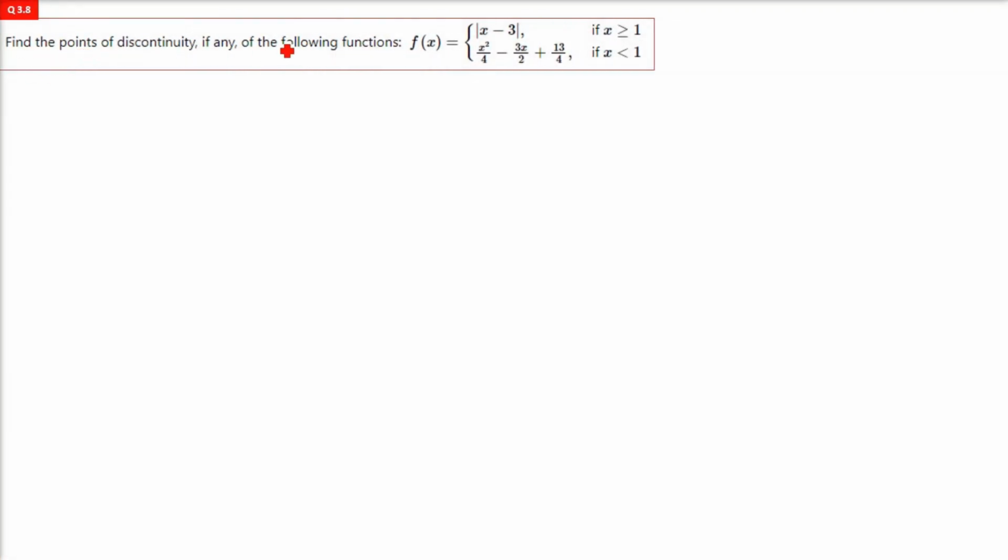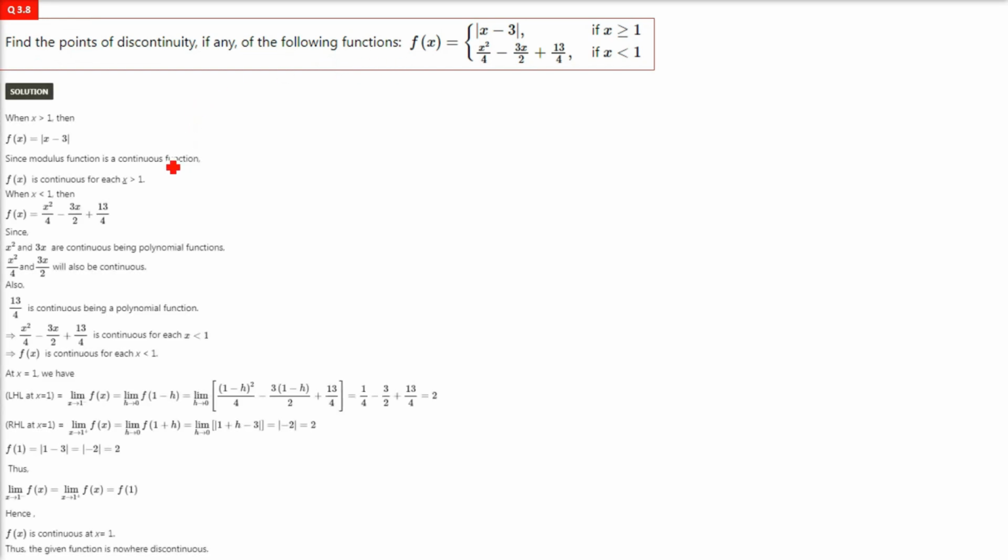Find the points of discontinuity, if any, of the following functions. So there are certain things you have to write upfront, and these are the modulus function or absolute value function. This is continuous. We know about that. We discussed it earlier. And this function is a polynomial function. Since x square, 3x and 13 are individually continuous functions because they are polynomial functions, we can say that these are polynomial and absolute functions, so they are continuous.